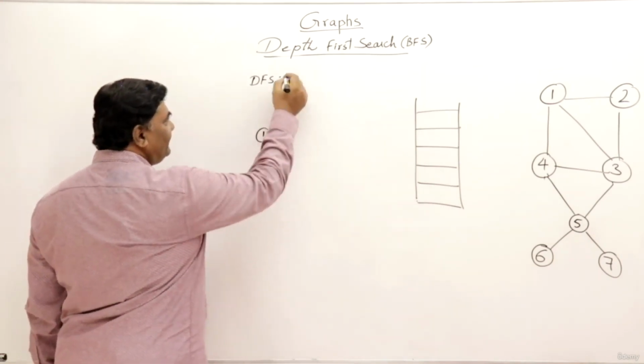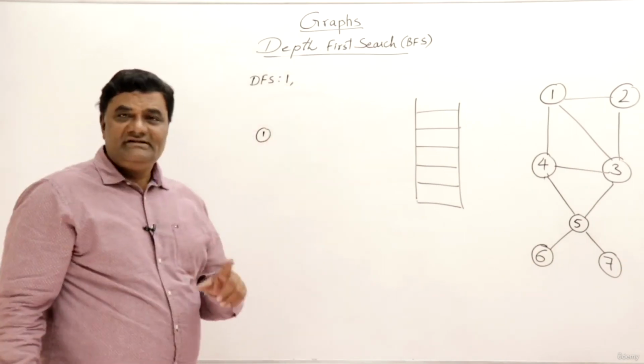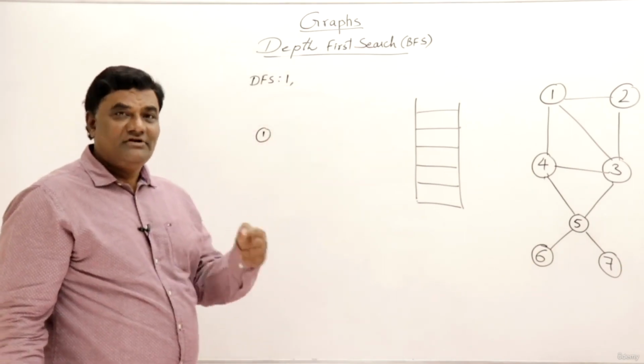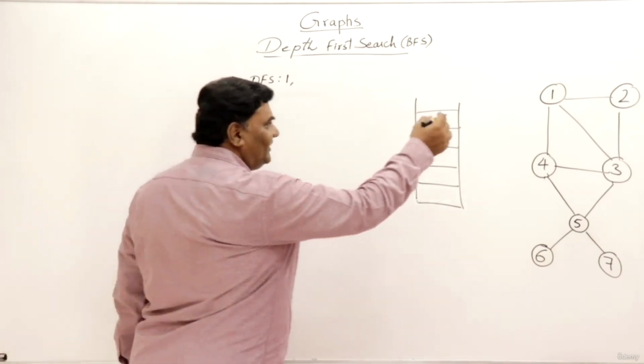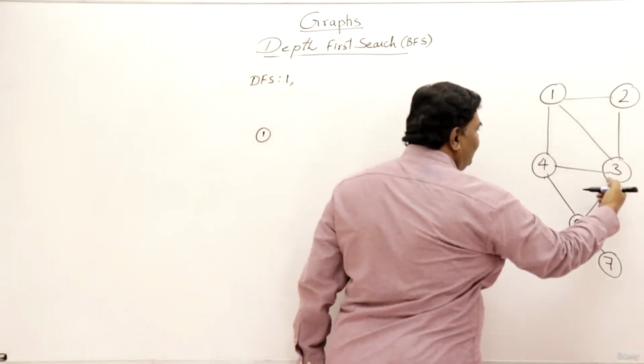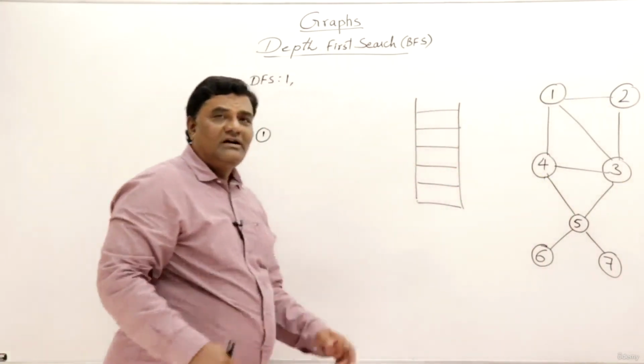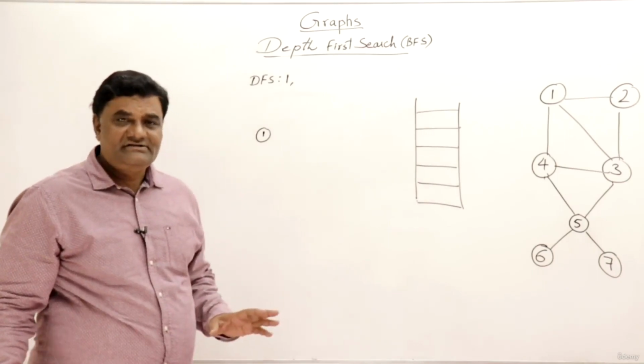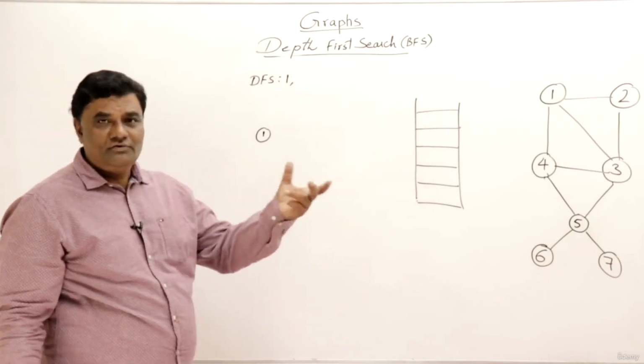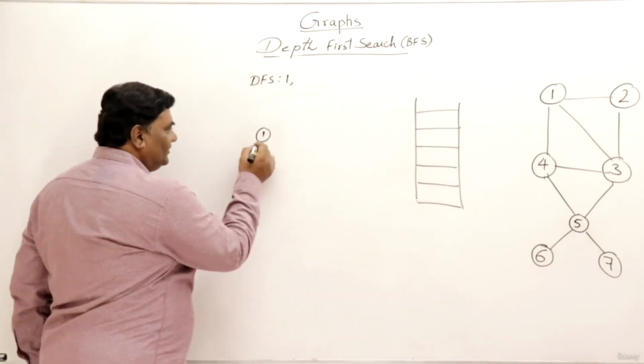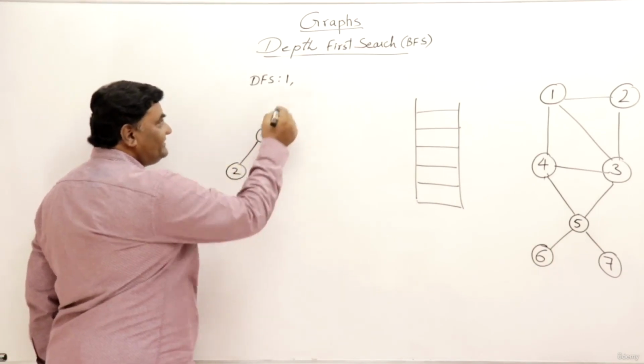Okay, 1 is visited. Once it is visited, start exploring vertex 1. So who are adjacent to 1? 2, 3 and 4. Which one should I go to? I can go to any vertex. So I can go on 4 also, 3 also, 2 also. I will go on 2. Okay, 2 is visited.